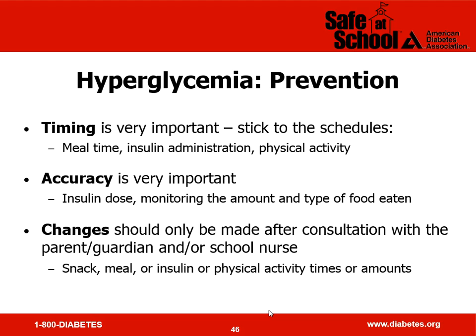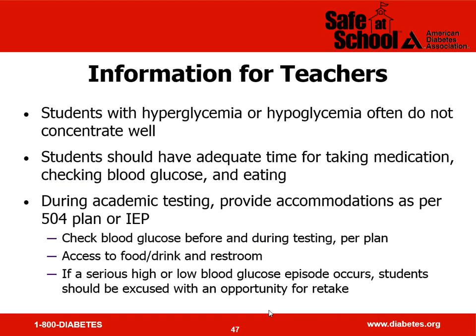Timing is very important. Stick to the schedules for meals, insulin administration, and physical activity. Accuracy is very important. Insulin dose, monitoring, and the amount and type of food eaten are important for prevention of hyperglycemia. Changes should only be made after consultation with the parent, guardian, or school nurse, whether to snacks, meals, insulin, or physical activity times or amounts.